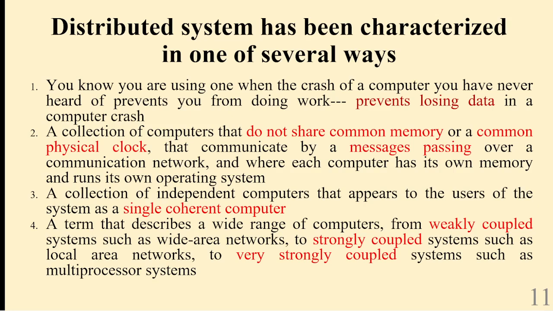Just like the example I told about the project, each student has their own idea, their own notebook, their own things. They're communicating through a network, in that case, WhatsApp. Here there is a communication network. Each has its own operating system and its own memory, but they do not share any common memory. But the work is being done there, and for the user, it appears to be a single coherent system, a single coherent computer, not different things.